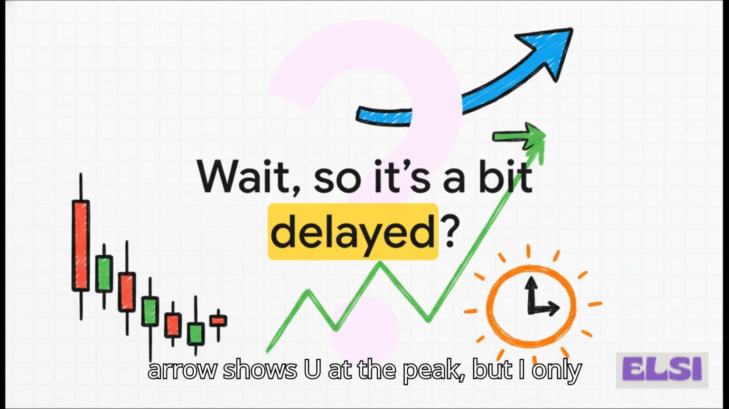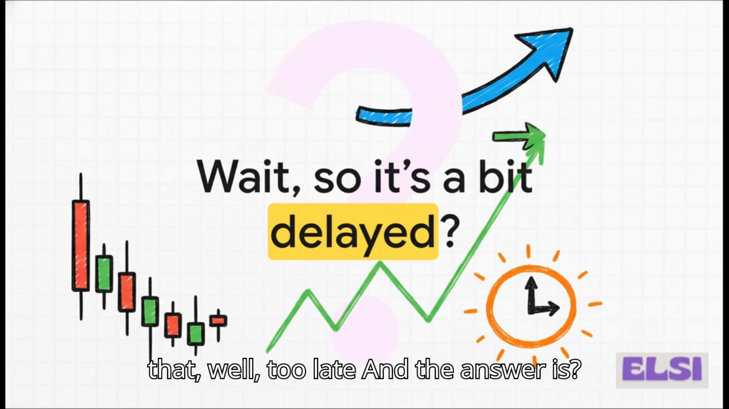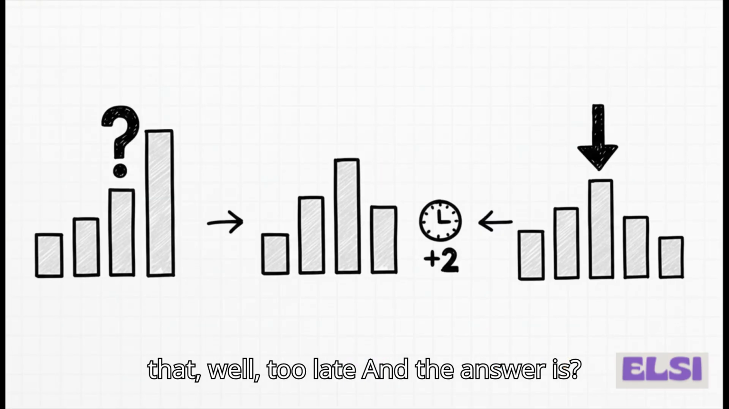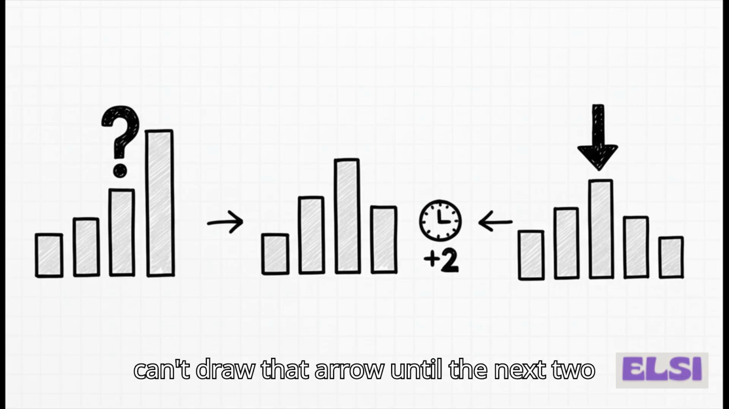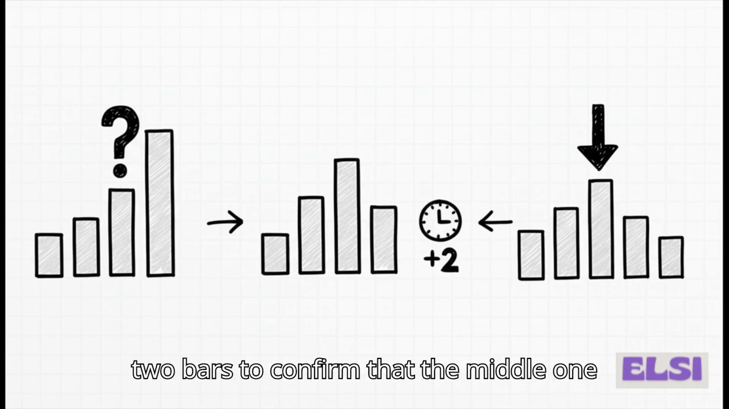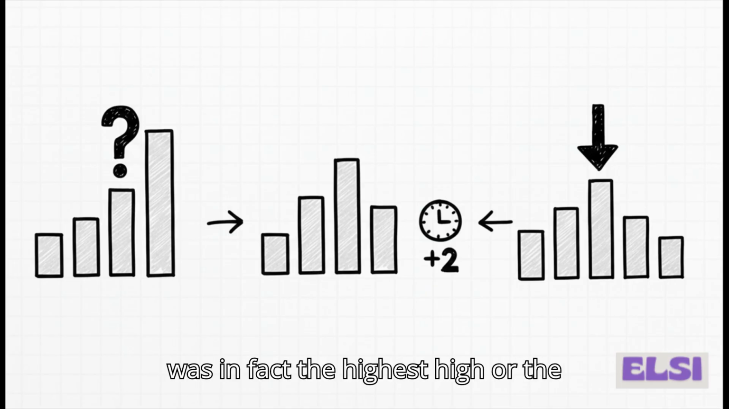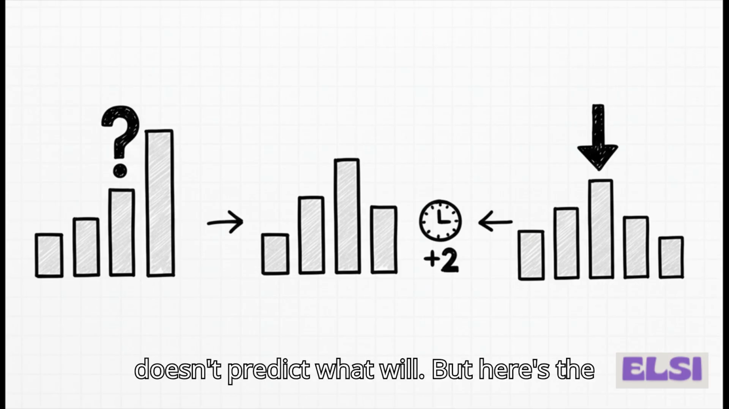If the arrow shows up at the peak, but I only see it a couple of candles later, isn't that, well, too late? And the answer is, yeah, it is delayed. See, the indicator can't draw that arrow until the next 2 bars have fully closed. It needs those 2 bars to confirm that the middle one was, in fact, the highest high or the lowest low in that little 5-bar group. So the signal confirms what happened. It doesn't predict what will.